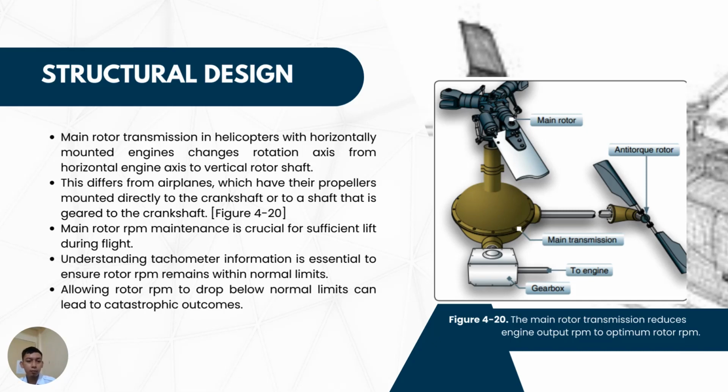Main rotor RPM maintenance is crucial for sufficient lift during flight. Understanding that tachometer information is essential to ensure rotor RPM remains within the normal operating limits. Allowing rotor RPM to drop below normal limits can lead to a catastrophic outcome.